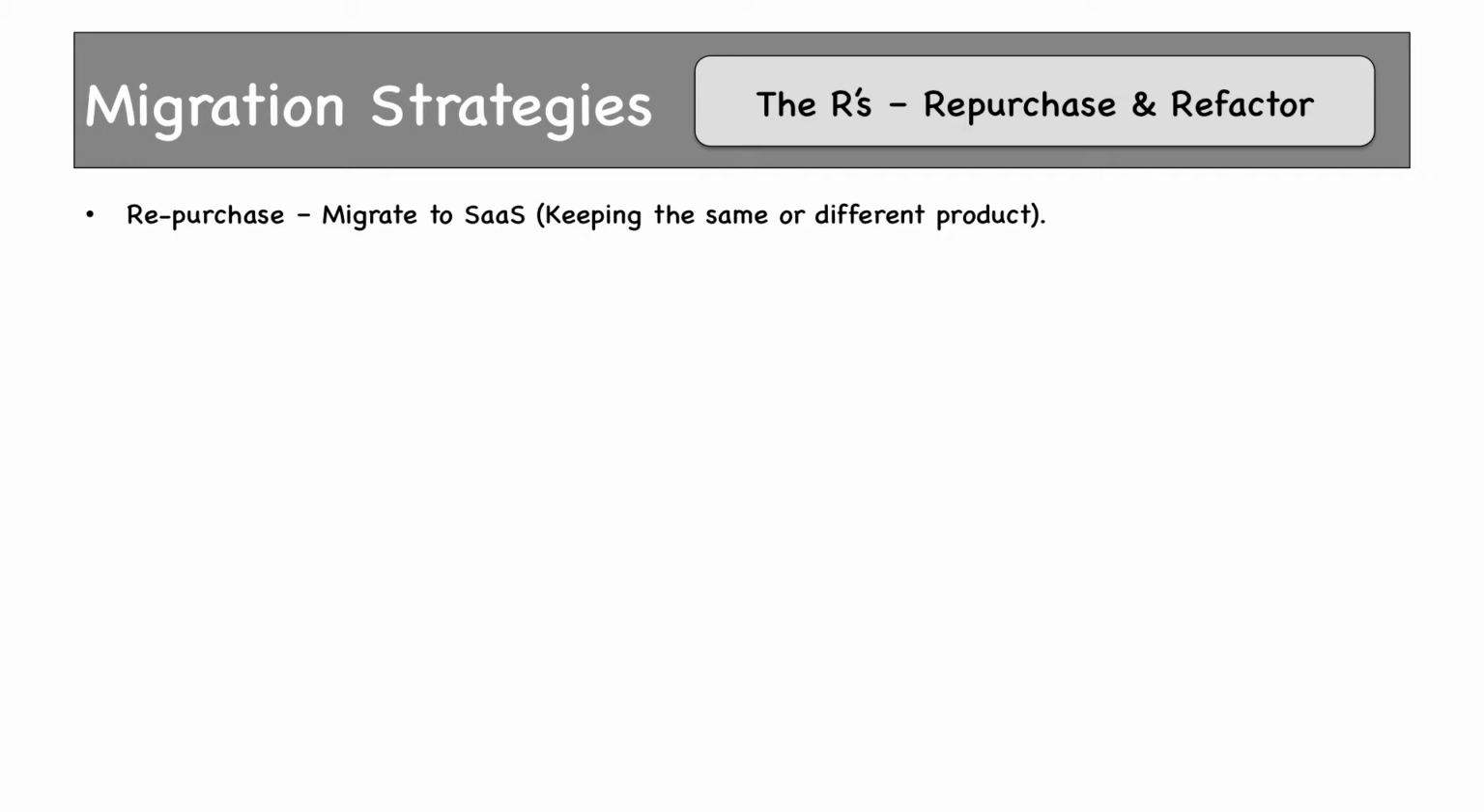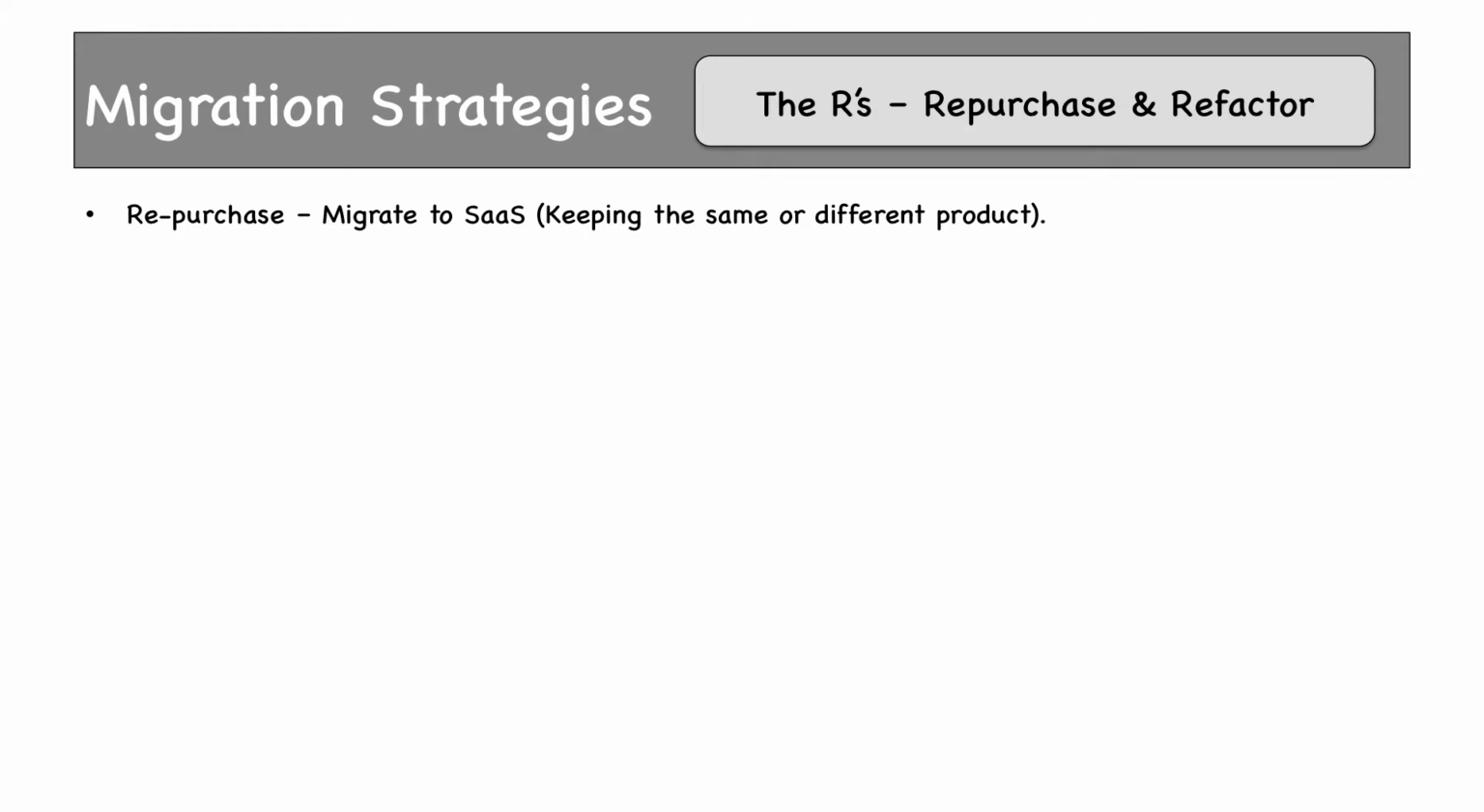While repurchasing, we can change the product itself or keep the same product, but move to SaaS or software as a service. As discussed in the introduction, in SaaS, we use the end product. Everything else is managed by the service provider. AWS does not have any SaaS offering, but other vendors provide SaaS on AWS itself. We can find those in AWS Marketplace.